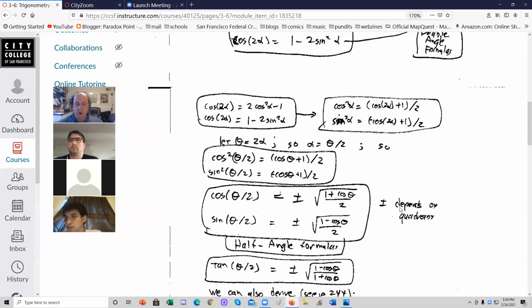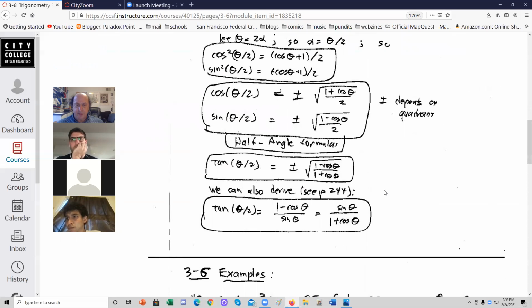Then after you take some square roots, cosine of a half angle is plus or minus root of 1 plus cos theta over 2. Sine of half an angle is plus or minus root of 1 minus cos theta over 2. Plus or minus depends on the quadrant that theta over 2 is in. Tangent of a half angle is the sine of half angle over cosine of half angle. And if you divide these out, it turns out to this. But we can do a little bit better.